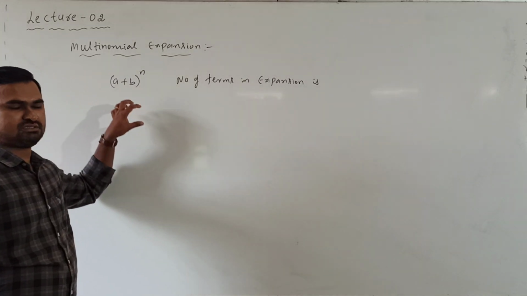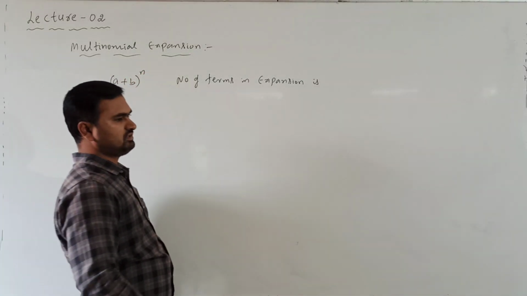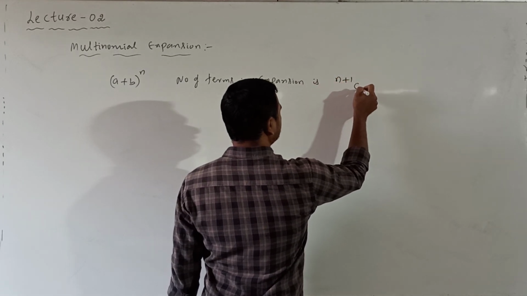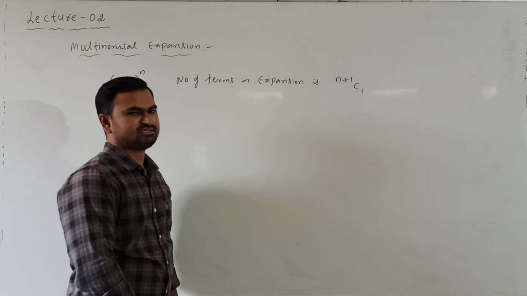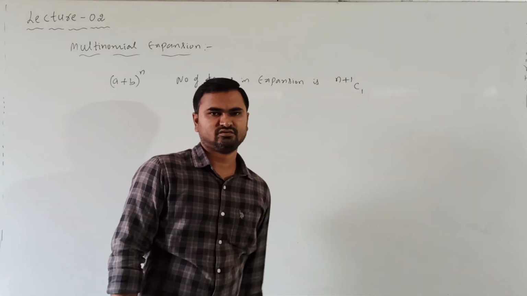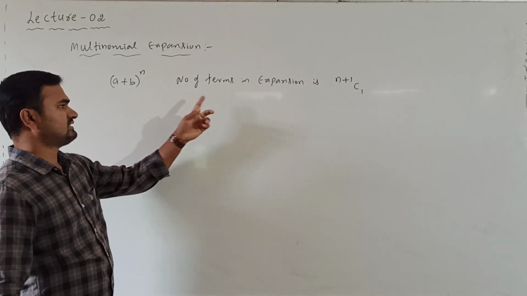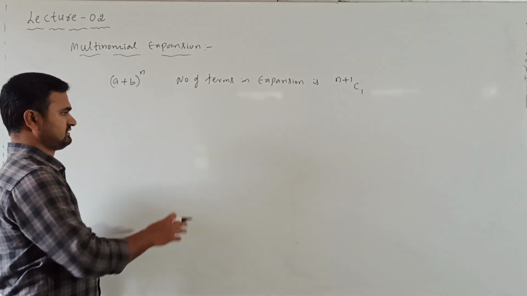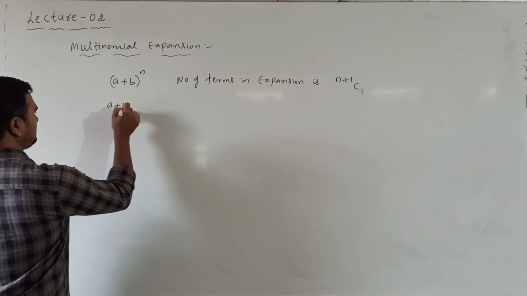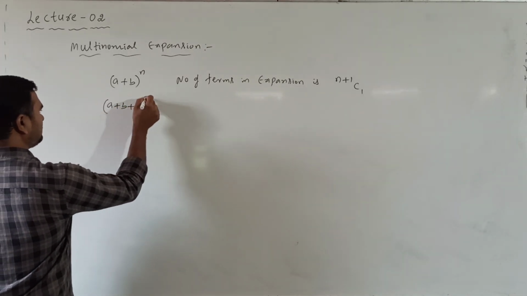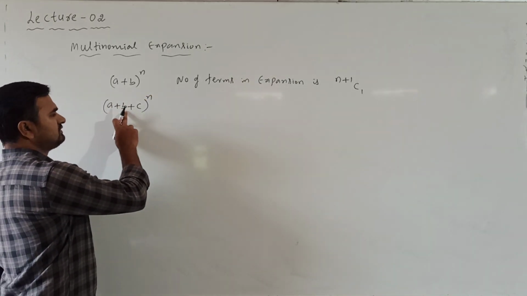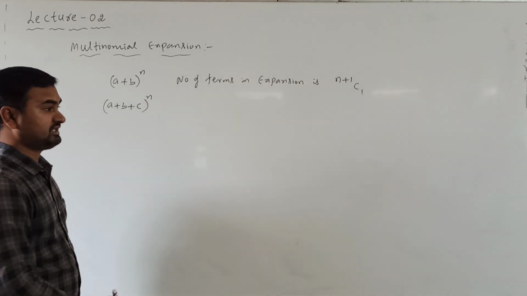Number of terms in the expansion of (a+b)^n, we are saying it is n+1. Can I write it as (n+1)C1, because (n+1)C1 is the same as n+1. So the number of terms in the expansion will be n+1. Now if it is an expansion of three terms like (a+b+c)^n, this is the multinomial expansion.